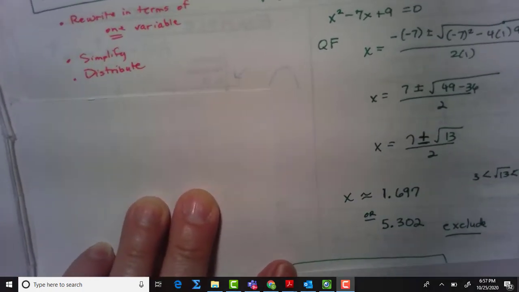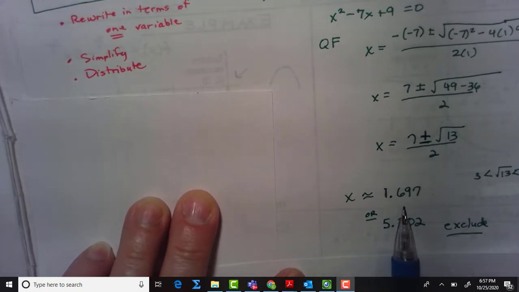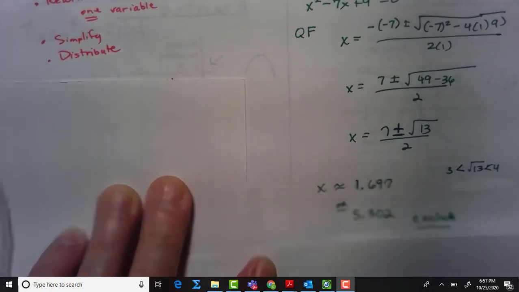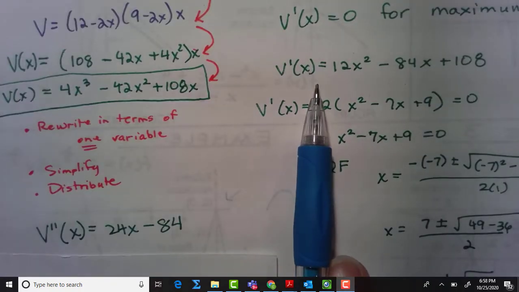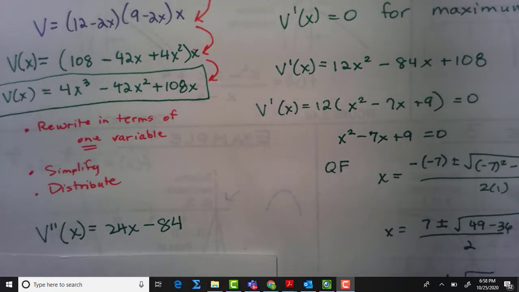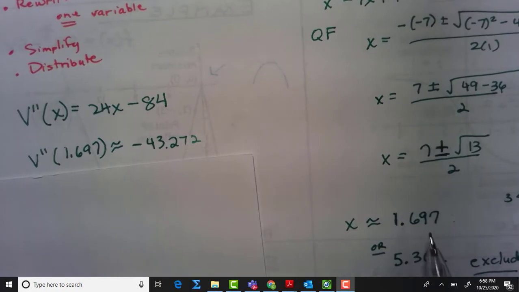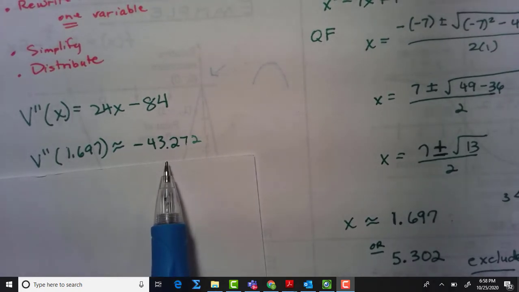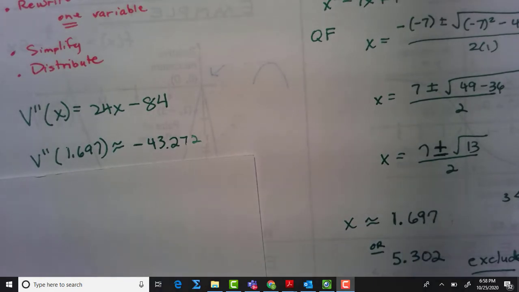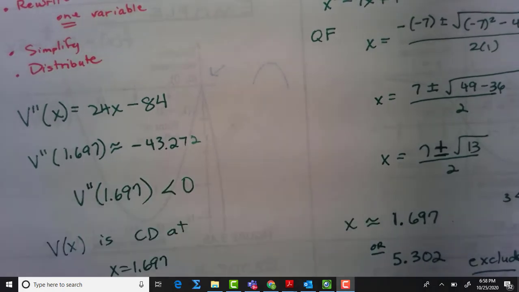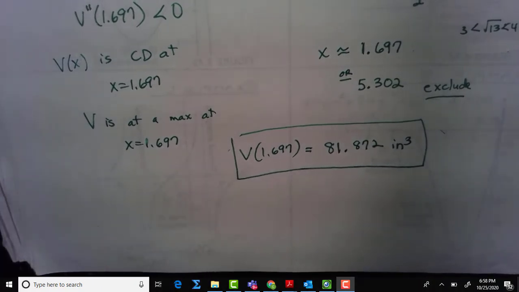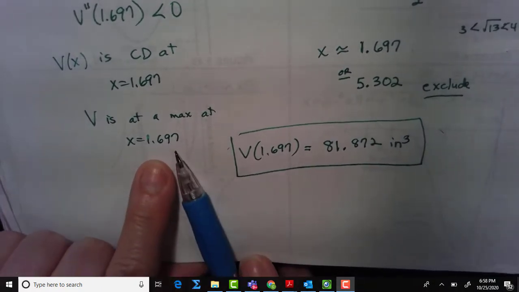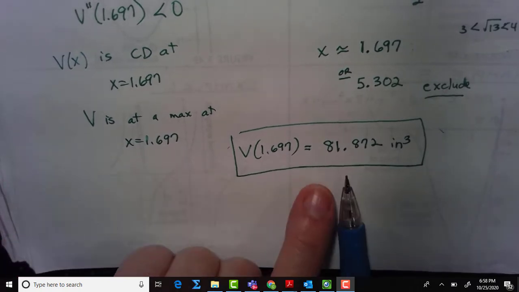Now, how do we know that we have gotten a maximum volume at this value for X? Well, we can take the second derivative. Here is my first derivative, and taking the second derivative gives us this. When we evaluate the second derivative at this X, we get a negative answer. That tells us that we are concave down, which means I have a maximum at 1.697. And then, of course, the question we want to know is, what is that volume? Well, we would substitute this into our volume formula and get this answer.